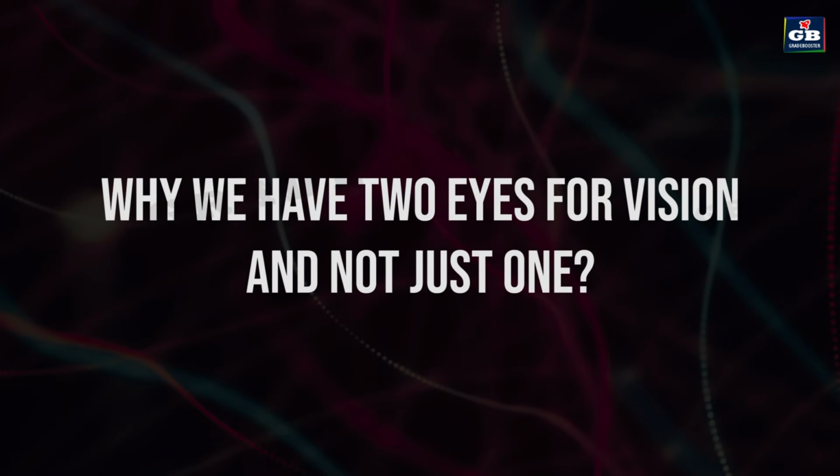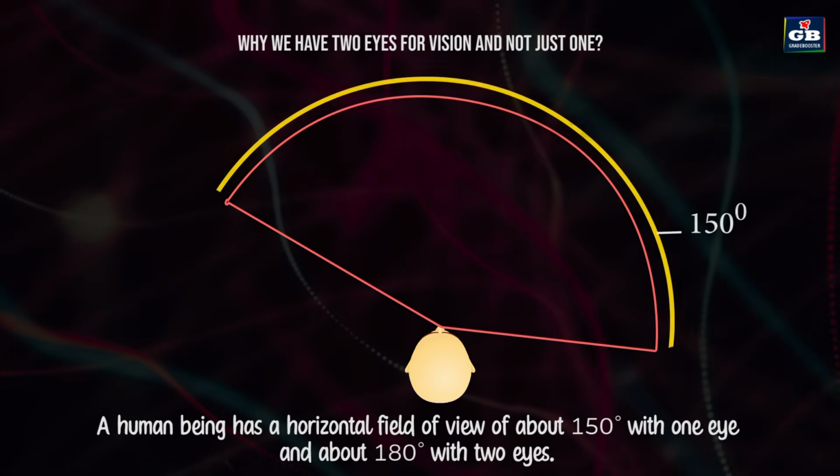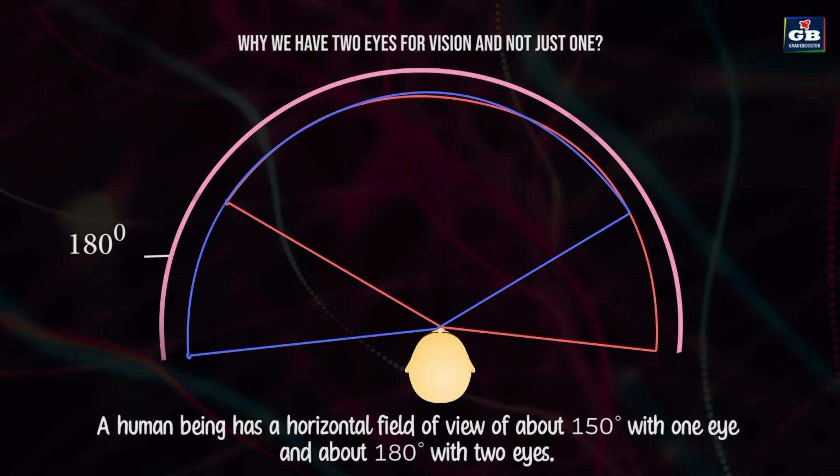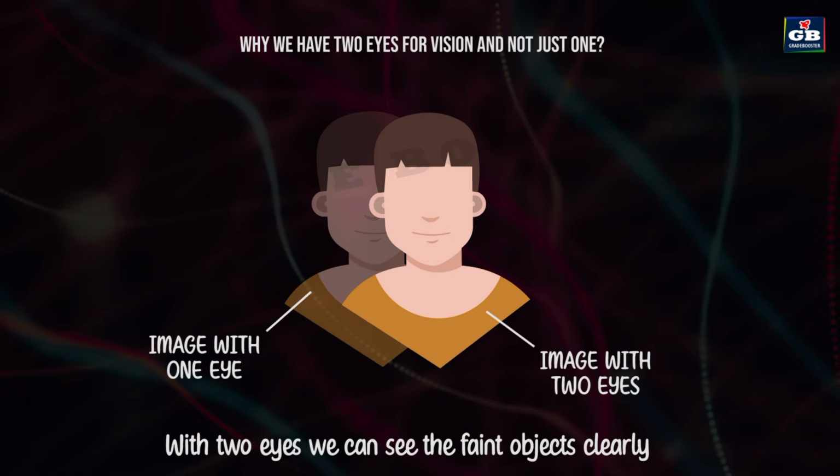We have two eyes for vision and not just one. Do you know why? A human being has a horizontal field of view of about 150 degrees with one eye and about 180 degrees with two eyes. This type of vision is called stereopsis. Faint objects cannot be seen properly with a single eye, so we need a pair of eyes for proper vision. And we cannot get depth perception with single eye vision. If we want to know the exact depth or the 3D view of an object, we need a pair of eyes.